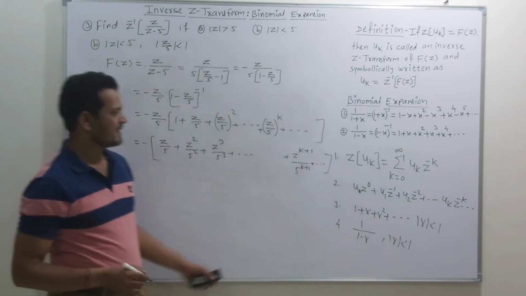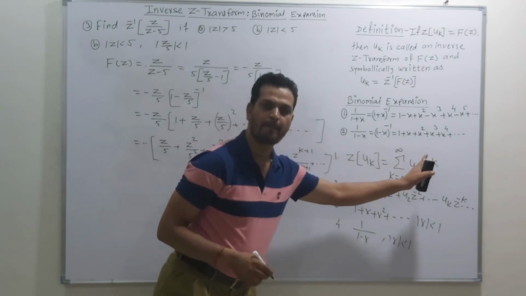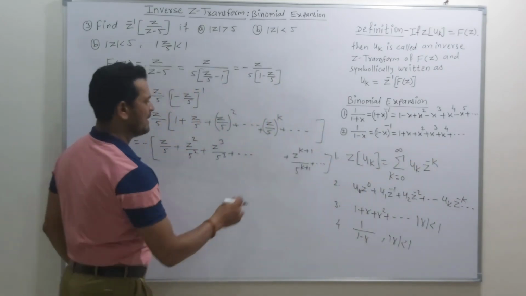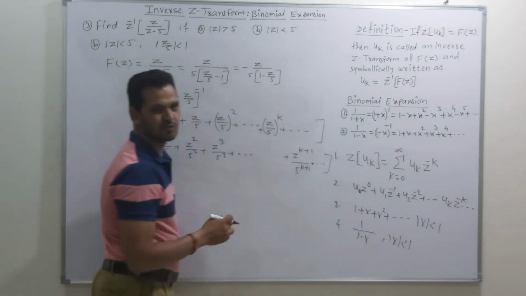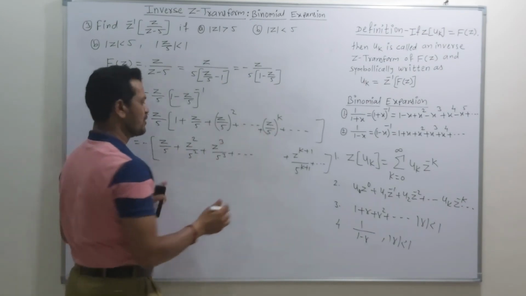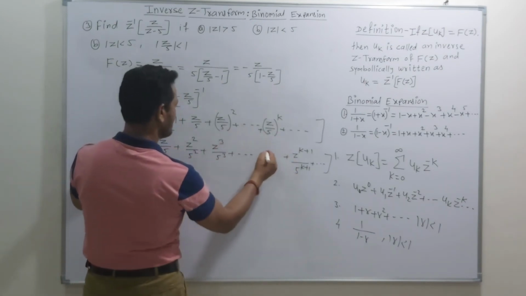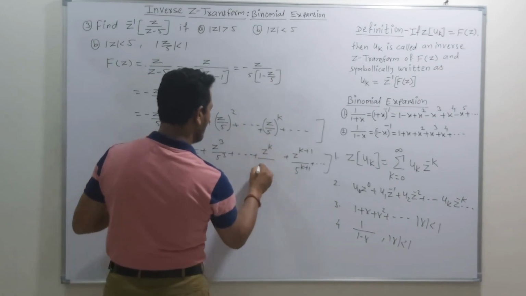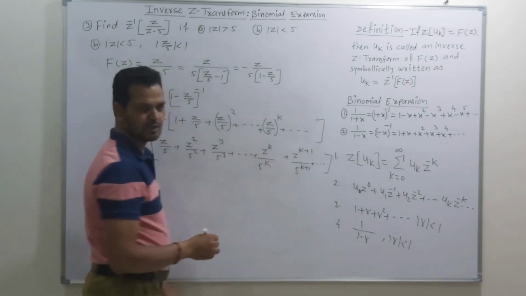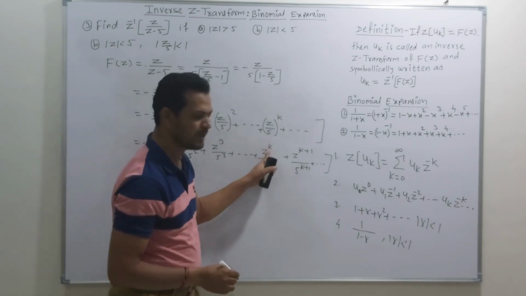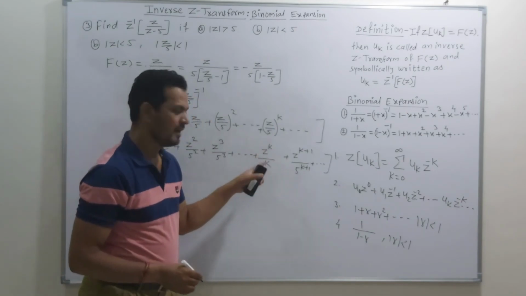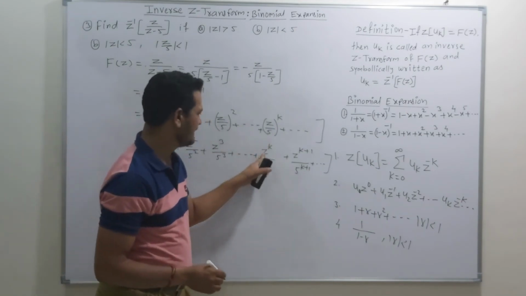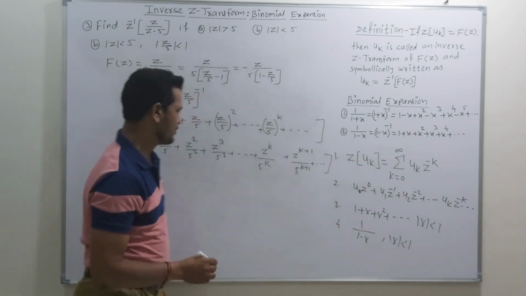But friends, our interest is to get the value of z raised to minus k coefficient. Now here we get coefficient as z raised to k plus 1. We required previous to that coefficient. That's why previous to this term is z raised to k upon 5 raised to k. So that we get the value of z raised to k coefficient. After multiplying k by minus 1, we get this as z raised to minus 1 coefficient.